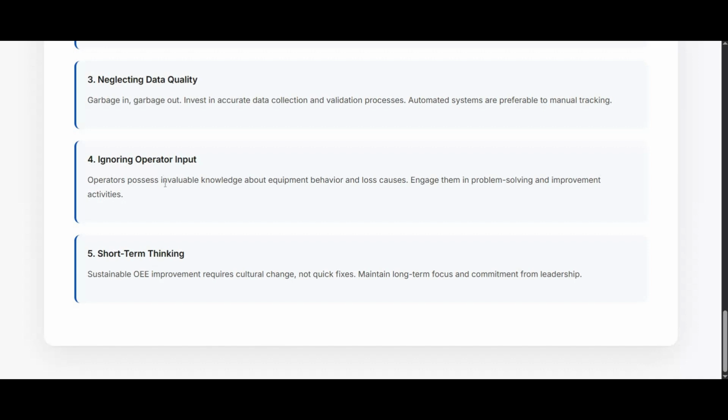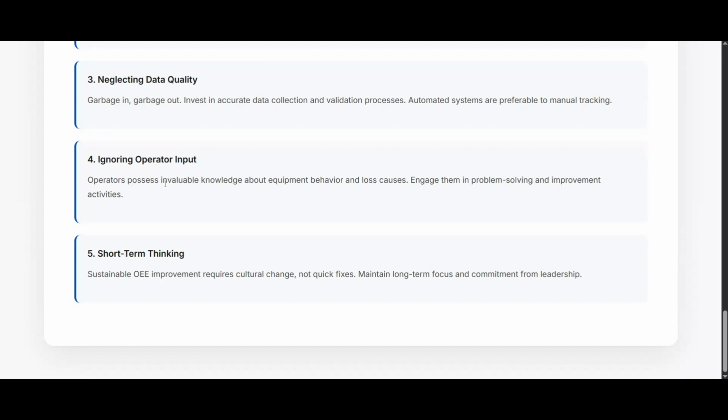Yes, and the final part of this lesson, the last one ties everything together. Short-term thinking. OEE improvement is not about quick fixes or overnight gains. It's a cultural transformation that takes time, consistency, and leadership commitment.